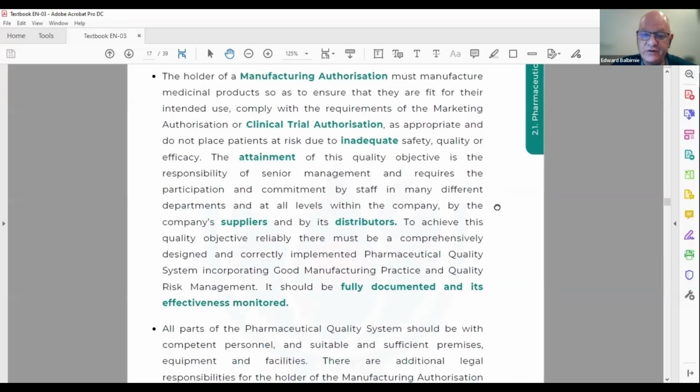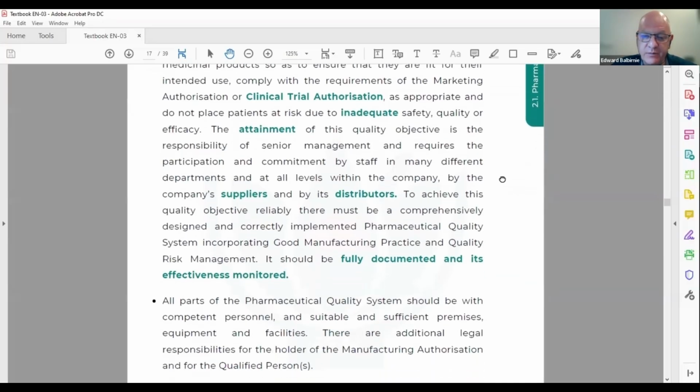So again, inadequate, attainment, and then I think the next, suppliers and distributors, may be easier words to pronounce. But I guess probably the last sentence here, where we say the pharmaceutical quality system is fully documented and its effectiveness monitored. Maybe the word effectiveness is a little bit more tricky to pronounce, particularly the S at the end. I think in Vietnam you don't really have S. So, fully documented and its effectiveness monitored.